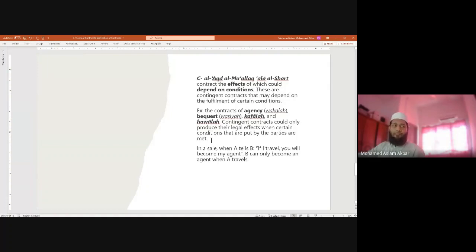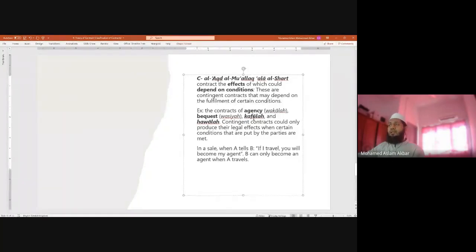these examples that I'm going to give you are actually quite similar to the examples of the previous one. You see the examples of the agency comes again. The example of wasiya comes again. Kafala and hawala. Contingent contracts could only produce their legal effect when certain conditions that are put by the parties are met. In a sale, when A tells B, if I travel, you will become my agent, B can only become an agent when A travels.